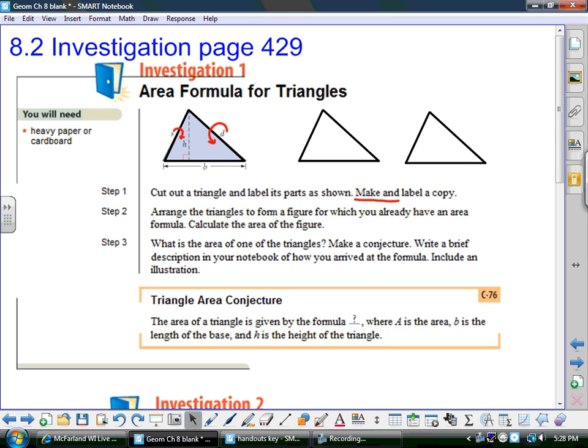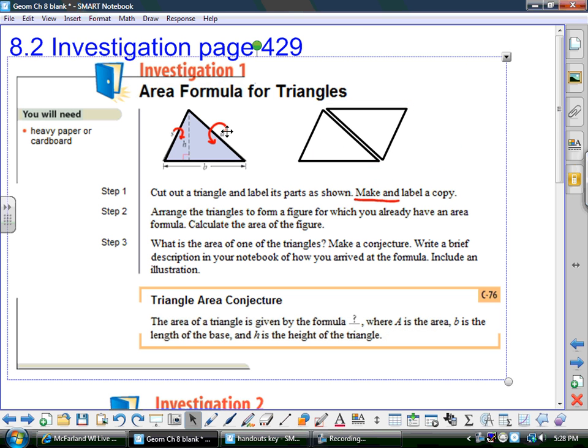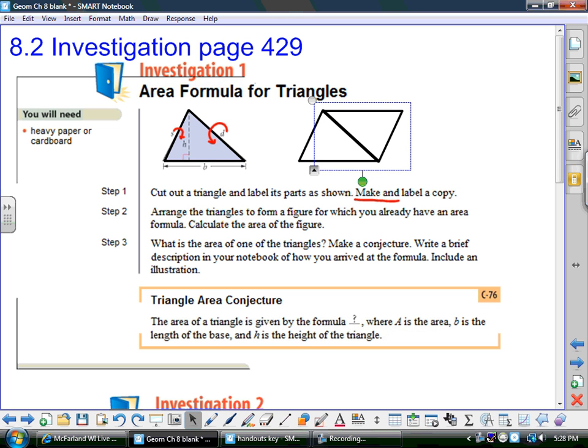Now we should arrange the triangles to form a figure for which you already have an area formula. We already have area formulas for rectangles and for parallelograms. For my triangles, I can't make a rectangle because I don't have any right angles. But if I turn that one over and put them together, I do get a parallelogram. And we know from before that the area of a parallelogram is base times height.